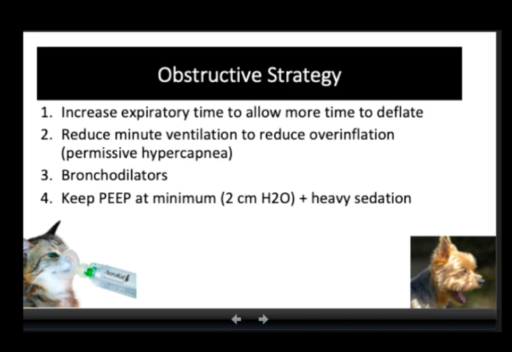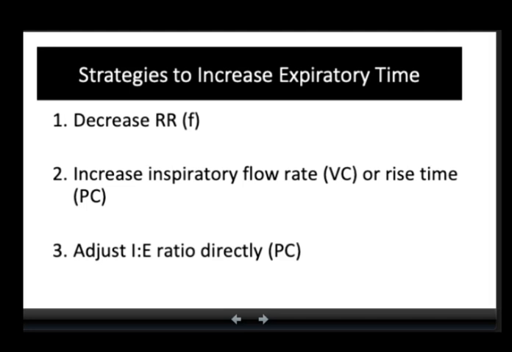As opposed to patients requiring the injury strategy, patients with lower airway obstruction usually do not require high PEEP. However, significant air trapping may result in ineffective triggering. There are several ways you can increase expiratory time on your ventilator. The most effective way to do so will be to decrease the frequency of breaths, which will prolong the expiratory phase and will give the patient more time to exhale.